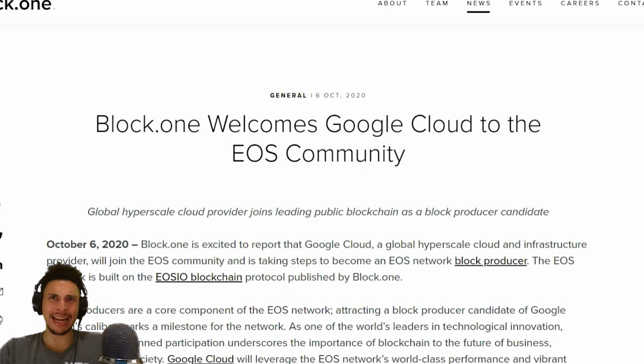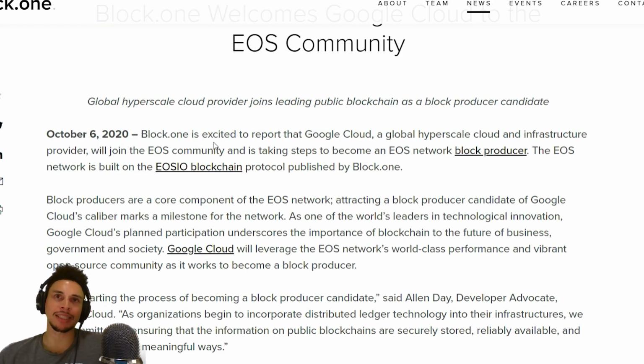Wow, what's this? Dated October 6th of 2020? Block 1 welcomes Google Cloud to the EOS community. You guys ever heard of Google Cloud? It's not a startup, guys. Block 1 is excited to report that Google Cloud, a global hyperscale cloud and infrastructure provider, will join the EOS community and is taking steps to become an EOS network block producer, meaning they will help secure the EOS blockchain.